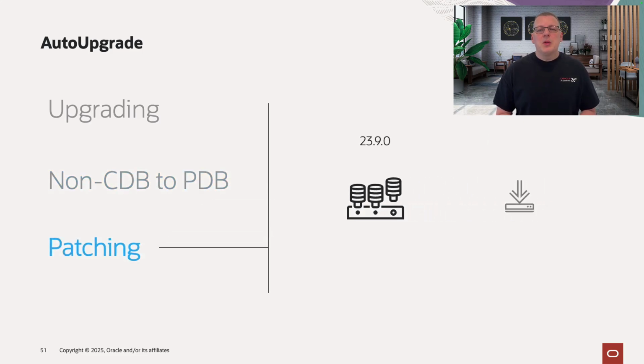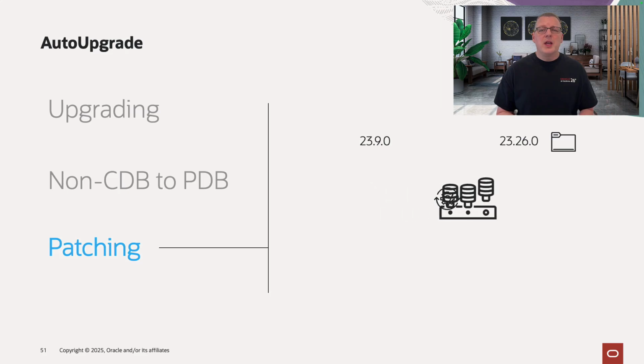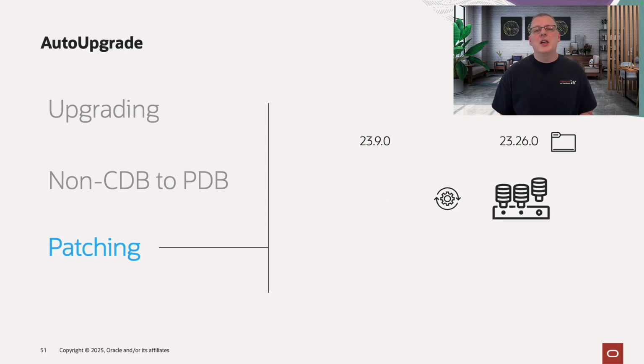And also, you can use the AutoUpgrade for patching. For example, if you need to apply a release update on your database, for example, you are on 23 AI and you are going to 26 AI, AutoUpgrade can do that for you.